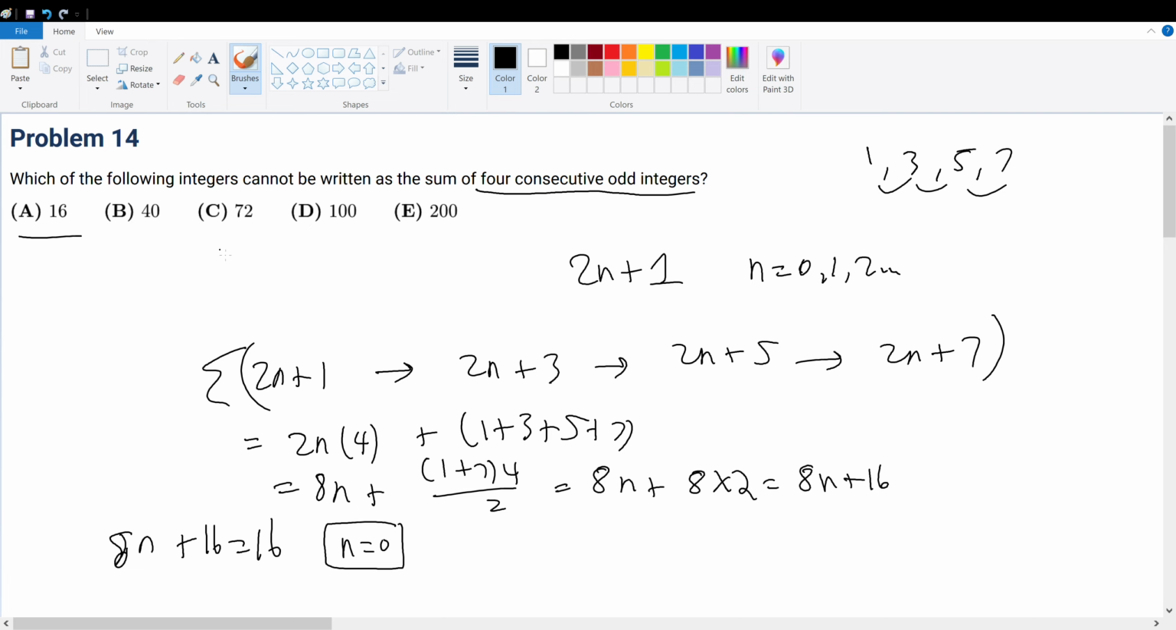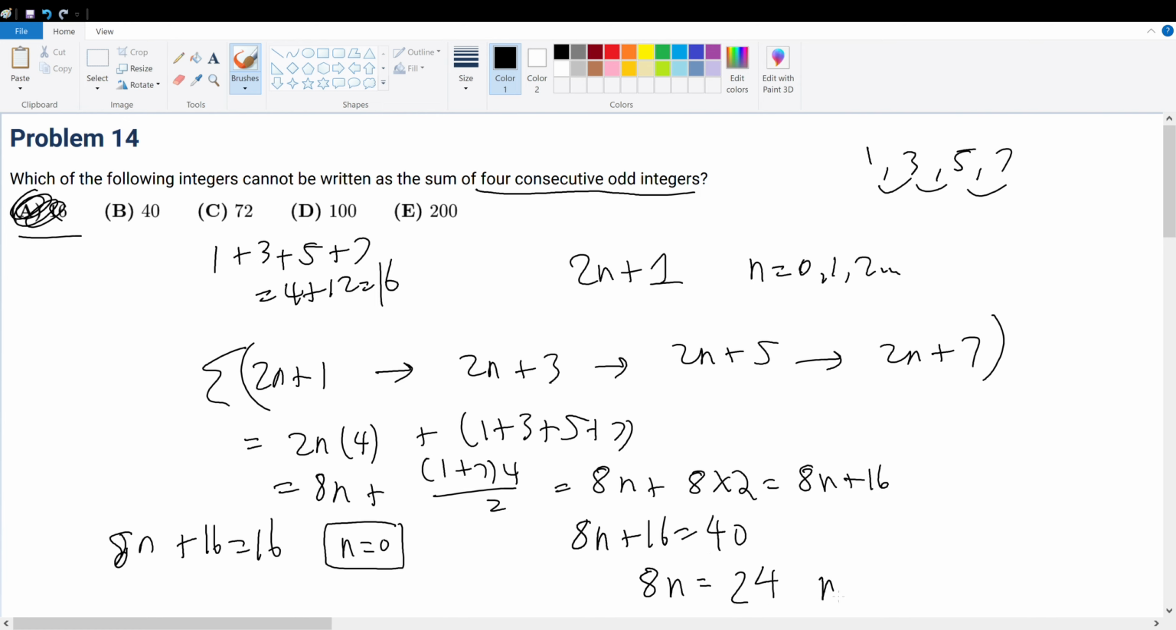In this case, it would be what? It would be 1 plus 3 plus 5 plus 7. What do we get? We get 4 plus 12 gets 16. So the idea here is, if I can get n to be equal to a whole number like 0, then it cannot be a possible solution. So 16 gets eliminated. Let's assume 8n plus 16 is equal to 40. Well, 8n would therefore equal 24. n is equal to 3. That is a whole number, so we cannot have B.